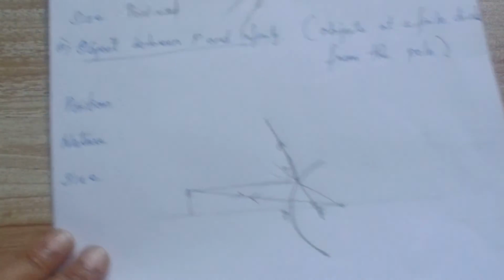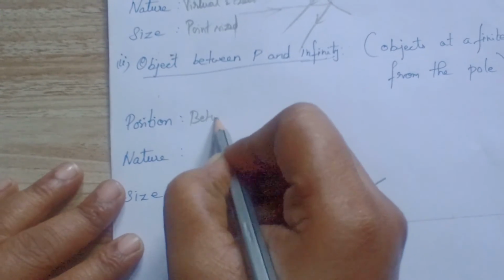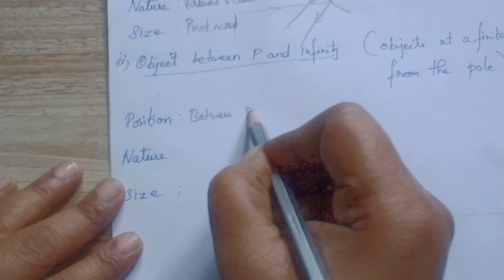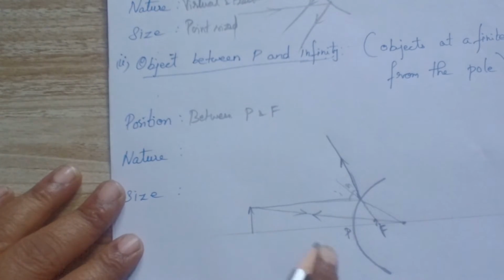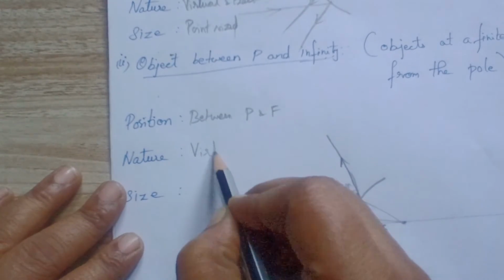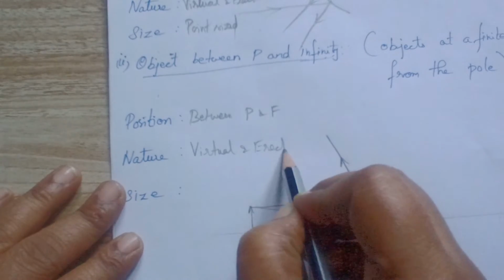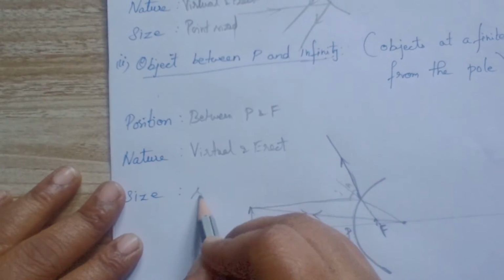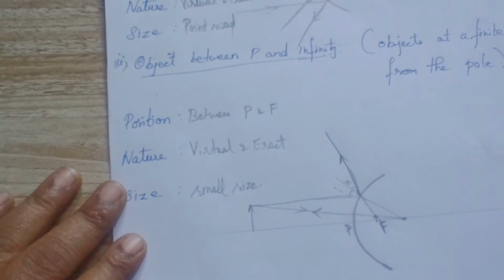Okay, clear? So what is the position? Between P and F, that is the pole and the focus point. And what is the nature of the image? It is virtual and erect. What is the size? Small size. Small size image. Clear on this?